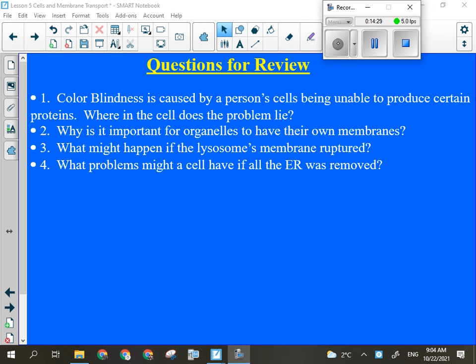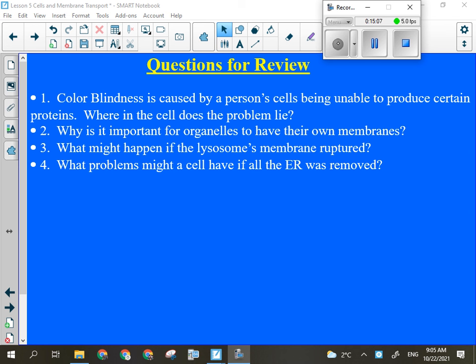So, color blindness is caused by a person's cells being unable to produce certain proteins. Where do you suppose the problem lies? Keeping in mind that it says certain proteins, not all proteins. Because usually people go ribosomes right away when they say it can't produce this certain protein. If there's something wrong with the ribosomes, it wouldn't be able to produce any proteins. Okay? This is just certain proteins. Where's the problem?